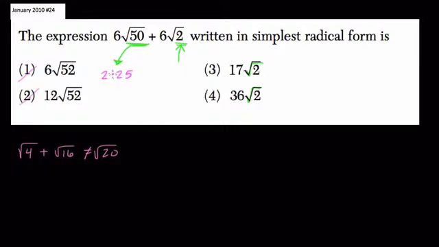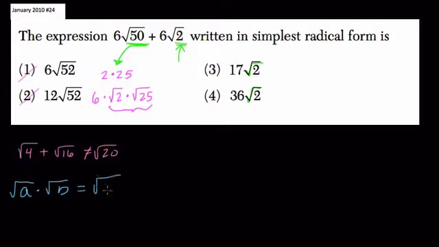And what that does is it allows me to rethink this into 6 times radical 2 times radical 25. And this is radical 50. Radical 2 times radical 5, right? It goes back to this idea if you multiply two square roots, square root of a times the square root of b, that's the same thing as the square root of a times b. So the square root of 2 times the square root of 25 is the same thing as the square root of 2 times 25, or 50.